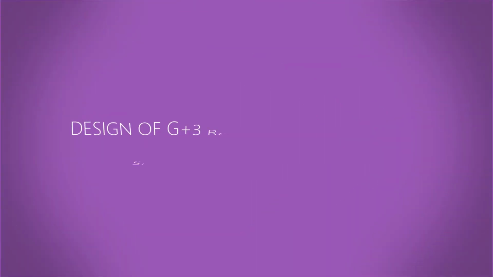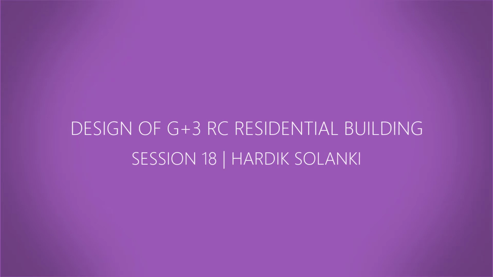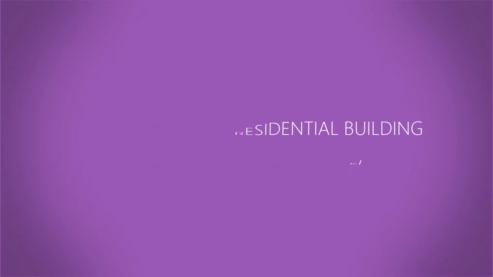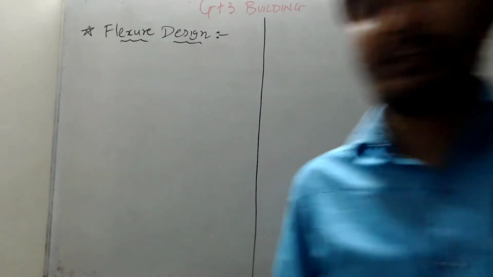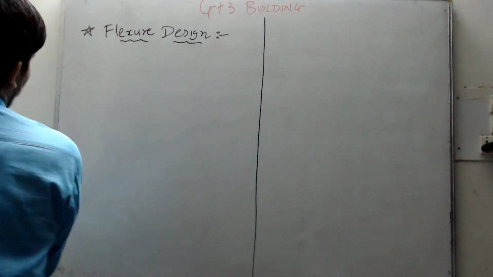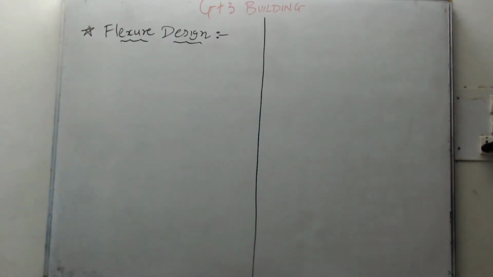So in the previous session, we have calculated the bending moments, right? From the moments, the next step is to calculate the design steps. We need to design the beam. As we all know, the beam is designed as a flexural element, so we are going to start the flexure design. For design, we want the bending moment.